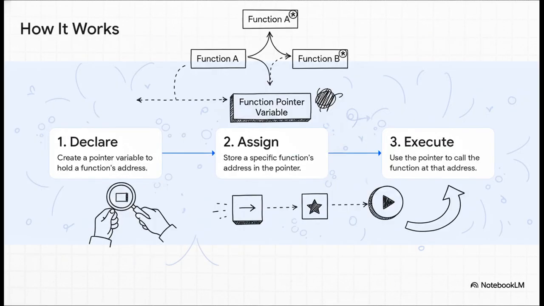And it all boils down to these three simple steps. First, you declare a special pointer variable that's designed to hold the address of a function. Second, you assign the address of one of your actual functions to that pointer. And third, you just tell the pointer to run. And the real magic is that you can change what that pointer is pointing to at any time. Think about it. The alternative is probably a giant messy if-else chain, right? This is just so much cleaner.